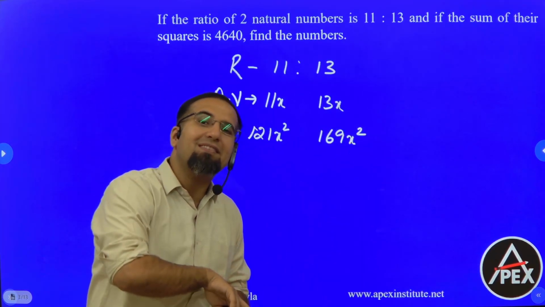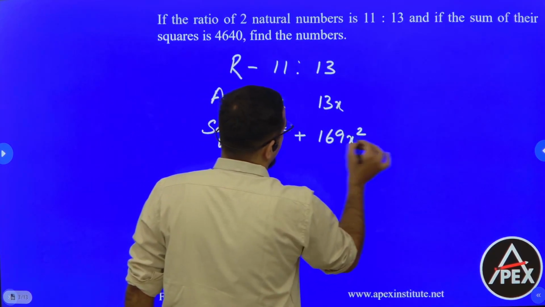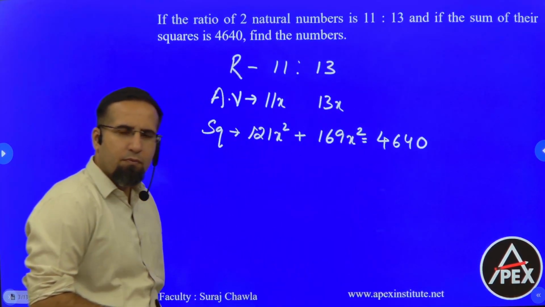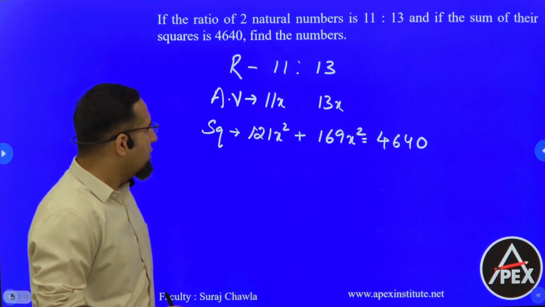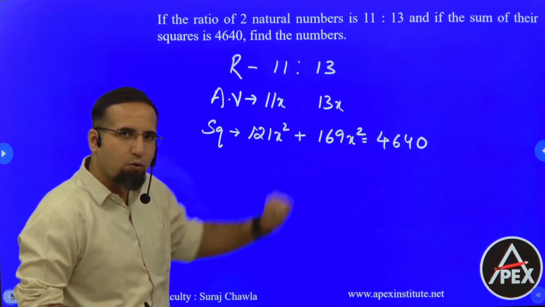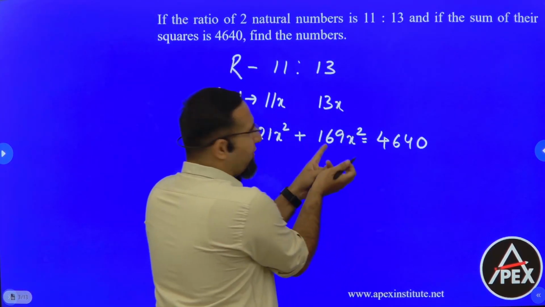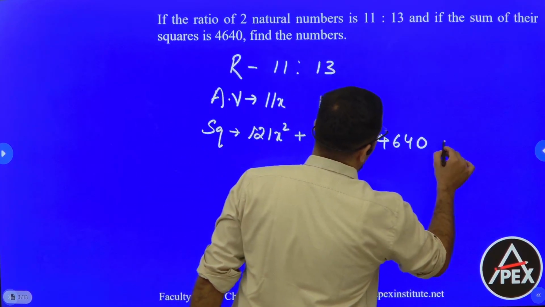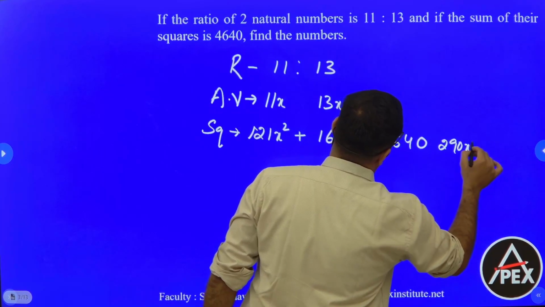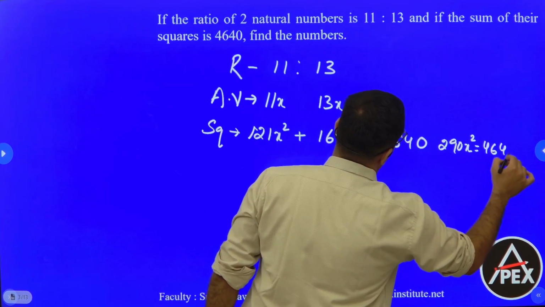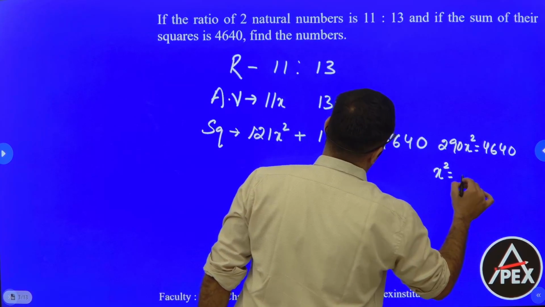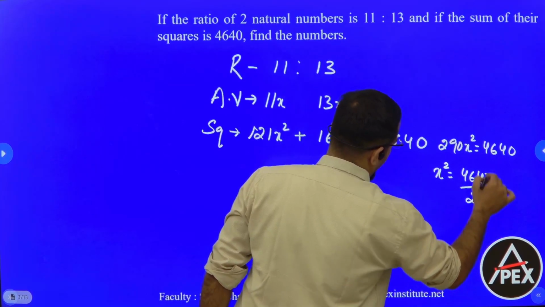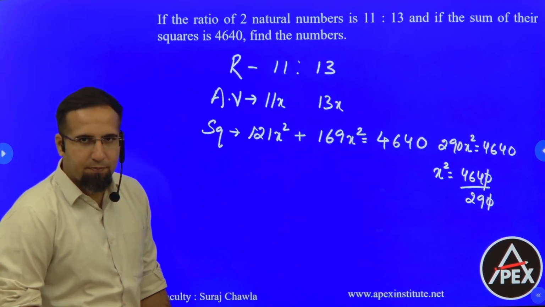And we are given the sum of these squares is equal to 4640. Clear? Which means what here? So we have 290x square is equal to 4640. 100 plus 100 is 200, 69 plus 21 is 90. So what do we have here? We have 290x square is equal to 4640, or the value of x square is equal to 4640 by 290. So 0, 0 gets cancelled.